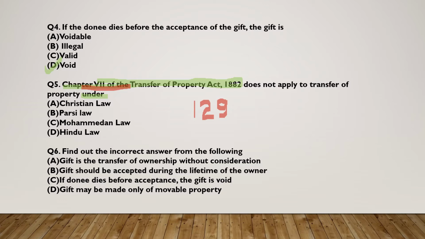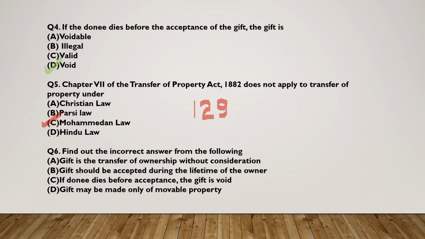So Chapter 7 of TPA does not apply to transfer of property under Mohammedan law. C is the correct answer here. This was also quite easy, and you should know this section too. Questions are made from these sections, so you must read them.